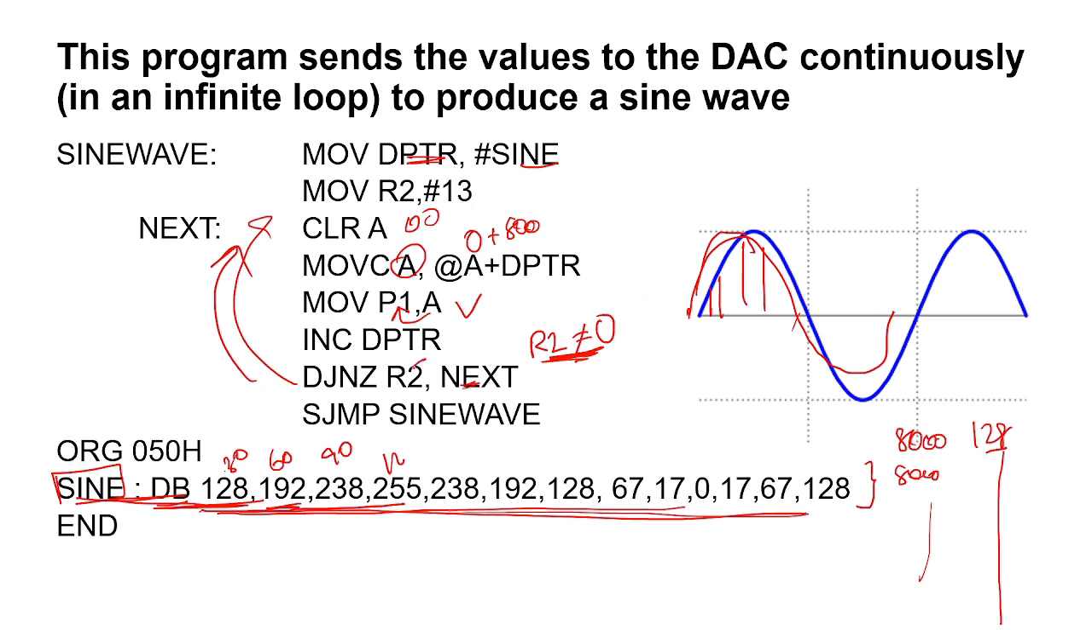Once R2 becomes 0, the condition is true, so this jump condition fails and it comes out. Then SJMP to sine wave, and again it goes back to the start of the sine wave and starts the process again. So this is how to get the sine waveform.